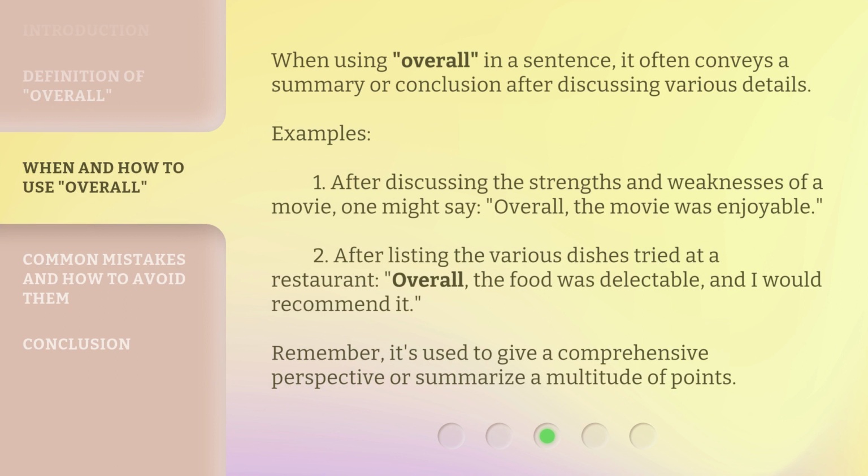When using overall in a sentence, it often conveys a summary or conclusion after discussing various details. Examples: 1. After discussing the strengths and weaknesses of a movie, one might say, overall, the movie was enjoyable. 2. After listing the various dishes tried at a restaurant, overall, the food was delectable, and I would recommend it. Remember, it's used to give a comprehensive perspective or summarize a multitude of points.